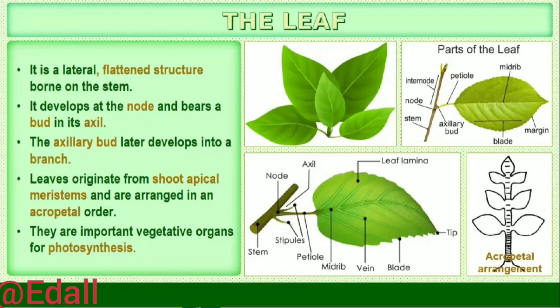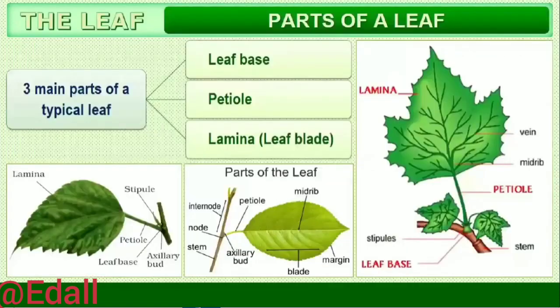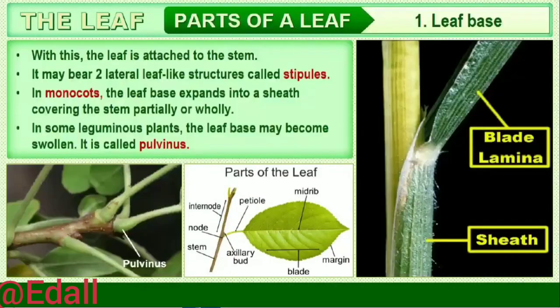A typical leaf consists of three main parts: leaf base, petiole and lamina. The leaf is attached to the stem by the leaf base and may bear two lateral small leaf-like structures called stipules. In monocotyledons, the leaf base expands into a sheath covering the stem partially or wholly. In some leguminous plants, the leaf base may become swollen, which is called the pulvinus.